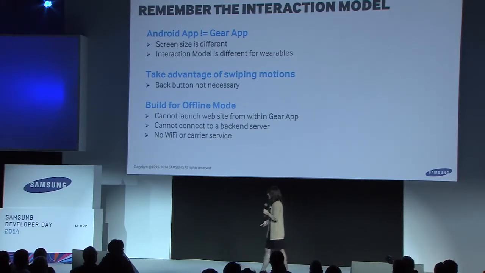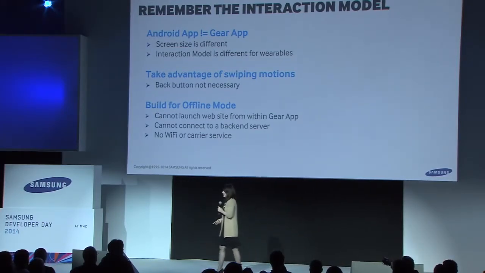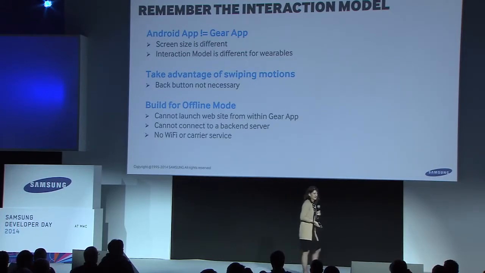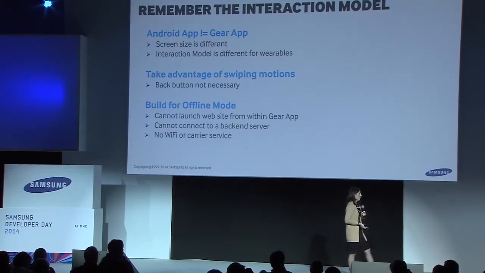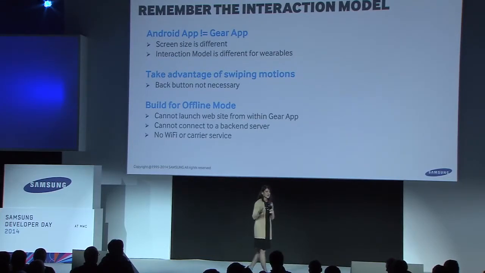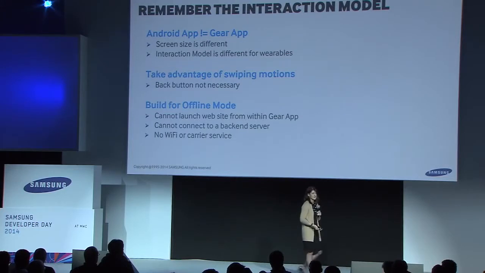The other thing that you should know is take advantage of the swiping motion. You don't need a back button. We're trying to get app developers used to that swiping motion from top to bottom. So if you put a back button in, it's redundant. And build for offline mode. You can't launch a website from within a wearable app right now. There's no Wi-Fi connection, there's no carrier connection. So don't expect to go out to a server from your Gear and get data. You still have to go through the device, through the phone. It's a companion device.